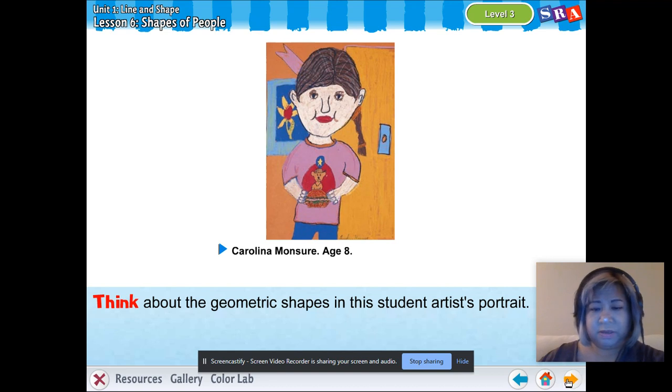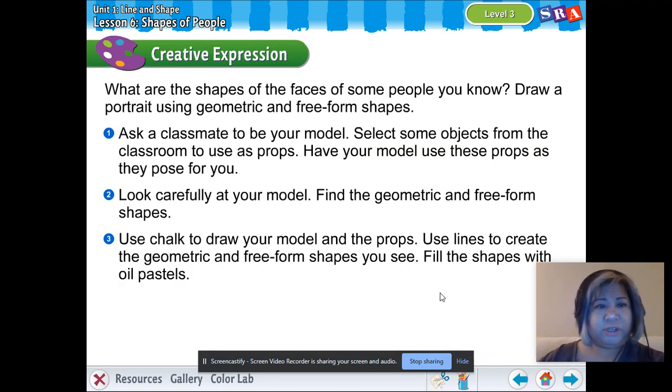So, what you're going to do for extra credit, if you want to: what are some of the shapes of the faces of people you know? Let's read this again. What are the shapes of the faces of some people you know? You do know that everybody has a differently shaped face, okay? Draw a portrait, which means a picture of a person, using geometric and freeform shapes.